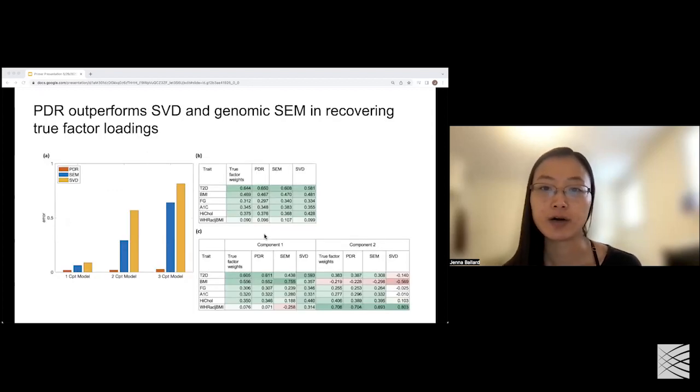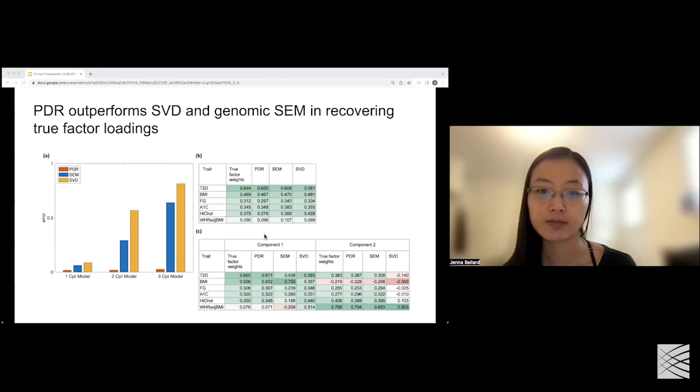So across all 3 models, we found that PDR was able to recover the true factor loadings and had smaller error than the other 2 methods, especially for the 2 and 3 component models. Genomic SEM and SVD were able to recover the factor weights for the 1 component model, since this component was able to capture most of the information to infer the factor weights. However, for the 2-factor model, SEM was able to partially recover the factor weights, whereas SVD was not able to recover them, and neither recovered the true factor weights for the 3-component model.